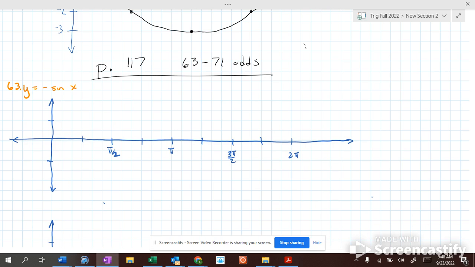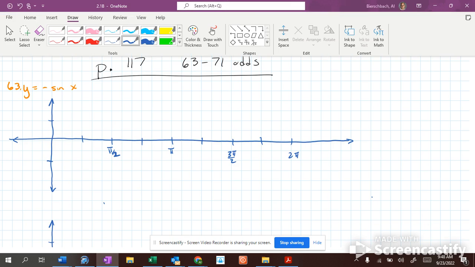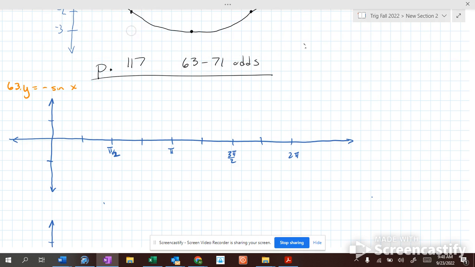63. Okay. If you're going to graph negative sine of x, what should you graph first? Y equals sine of x. Where does sine of x start? 0, 0. So we start at 0, 0. Pi over 2, sine of x is at 1. Pi, 0. 3 pi over 2, negative 1. 2 pi, 0. So it's a nice sinusoidal curve that looks like that.